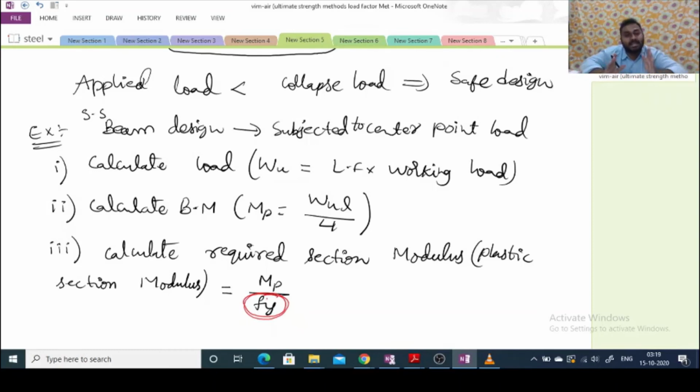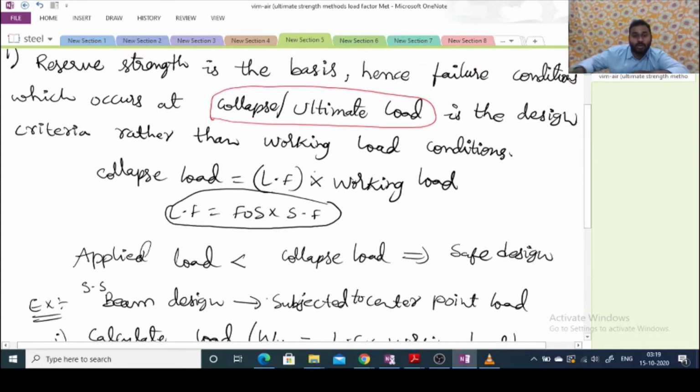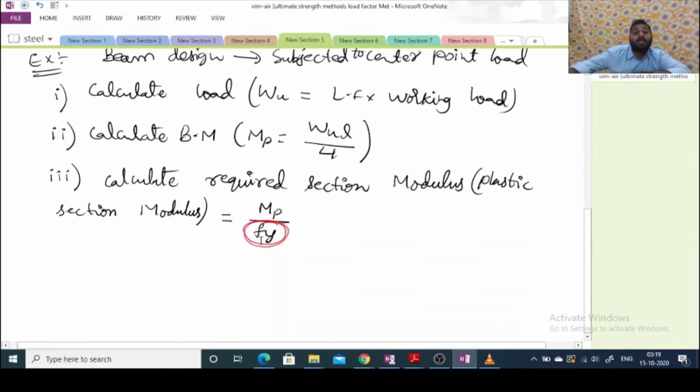It means in plastic design there exists a factor of safety only for load. If you see here, we are multiplying the working load with the load factor, meaning we are using a factor of safety for load, but we are not using a factor of safety for material. That means for stress or strength we are not using it. Very important point to be noted. So by dividing MP by Fy, we are going to get the required section modulus.